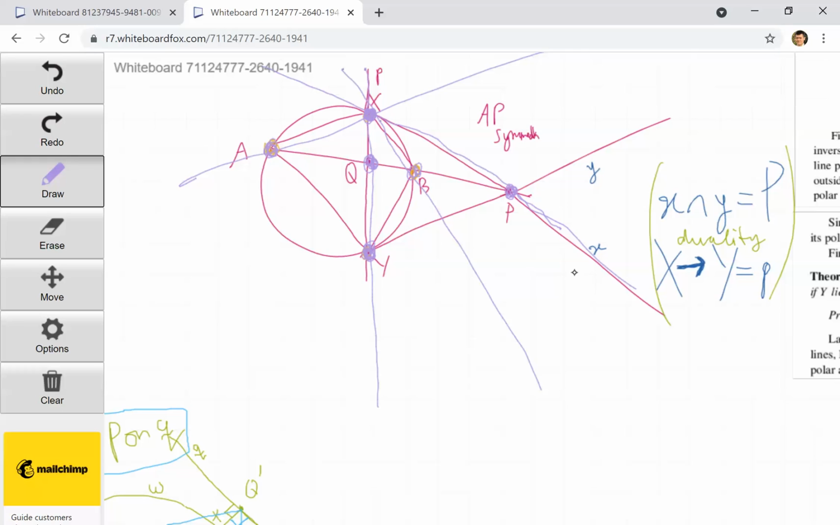Okay, and what are we trying to prove again? I think, yeah, you need to draw the polar of Q, because I don't think that's on this diagram yet. And you want to show that an equivalent statement to saying that A, B, Q, P are a harmonic set of points is that P lies on the polar of Q. I think that was the statement.